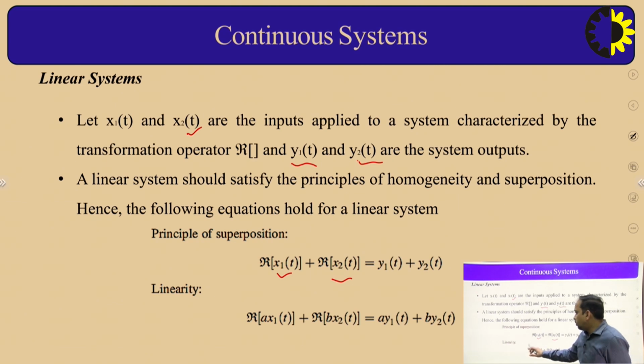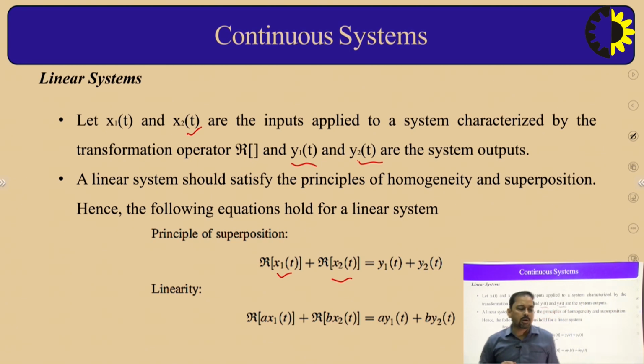So overall, linearity consists of homogeneity: a times x1 will give rise to a times y1. Similarly, b times x2 will give rise to b times y2. This is called homogeneity. As a whole, additivity plus homogeneity is known as the principle of superposition. Whenever a system follows these two things, the system is said to be a linear system.